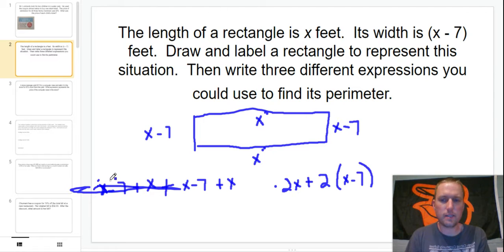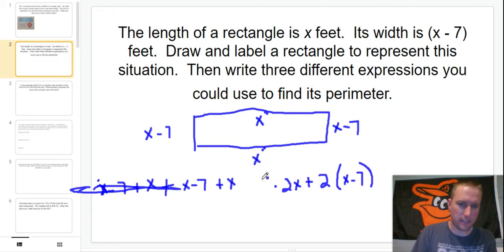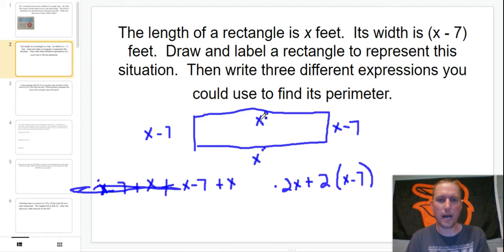Now, when we added all the sides, and then this expression where we multiplied 2 sides and then added it to the other sides that we multiplied, they are equivalent. They're equal. Now, another way that we could do this is we could even combine this a little bit further.